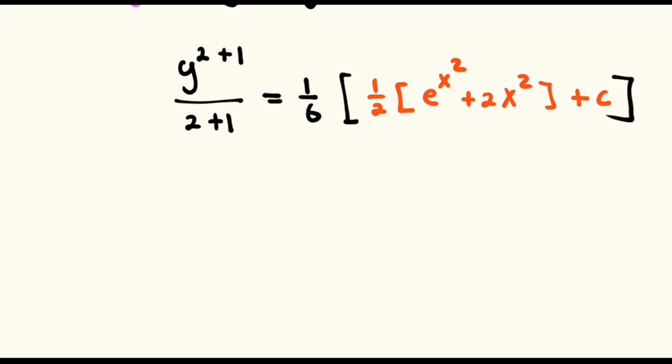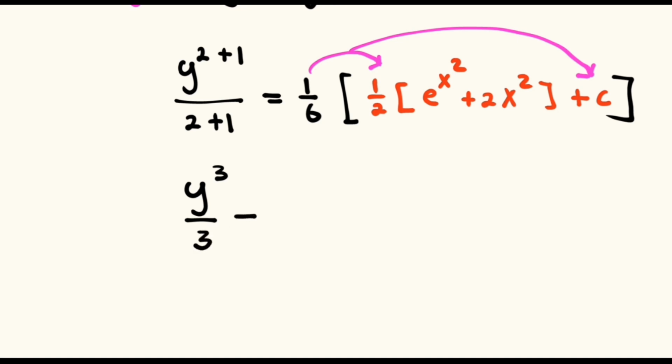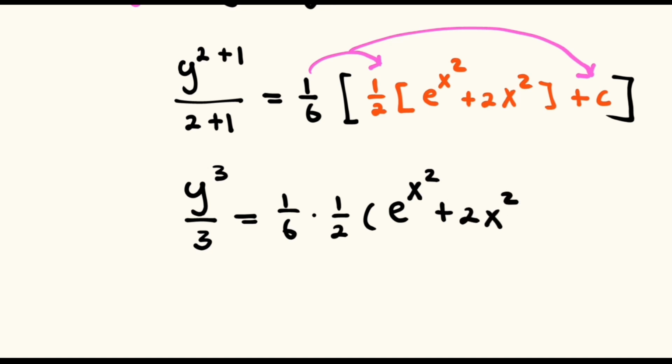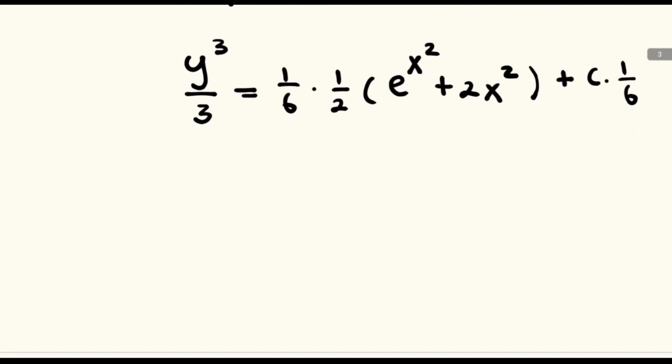We distribute the 1 over 6 inside the parentheses. So y to the power 2 plus 1, which is 3, divided by 3 will be equal to 1 over 6 multiplied by the 1 over 2 into e raised to the power x squared plus 2x squared plus the c multiplied by the 1 over 6.